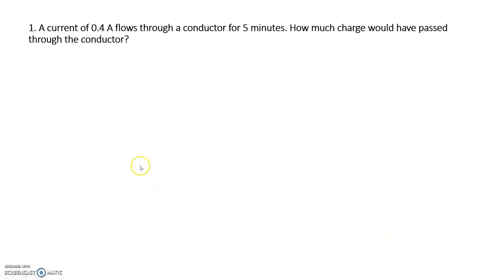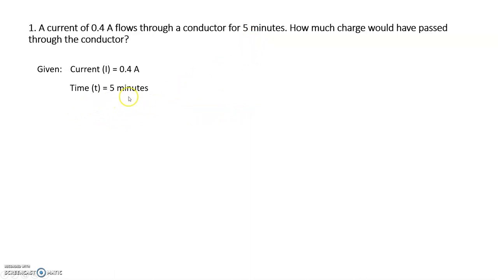Now let's do the first sum. A current of 0.4 amperes, A stands for amperes, flows through a conductor for 5 minutes. How much charge would have passed through the conductor? So let's write the given. Current I is equal to 0.4 amperes, flows through a conductor for 5 minutes. That means time T is equal to 5 minutes.